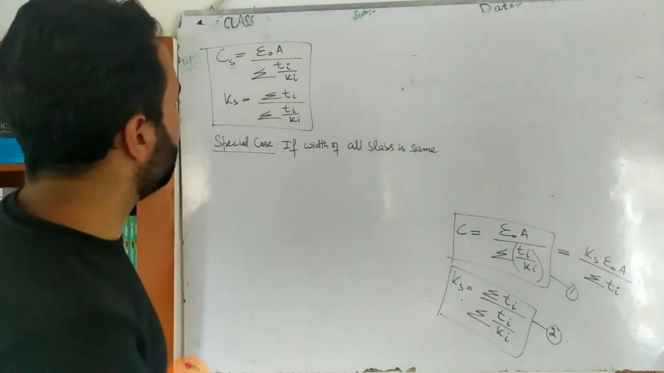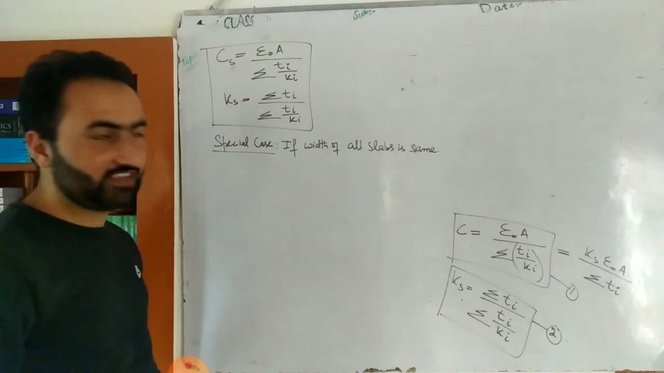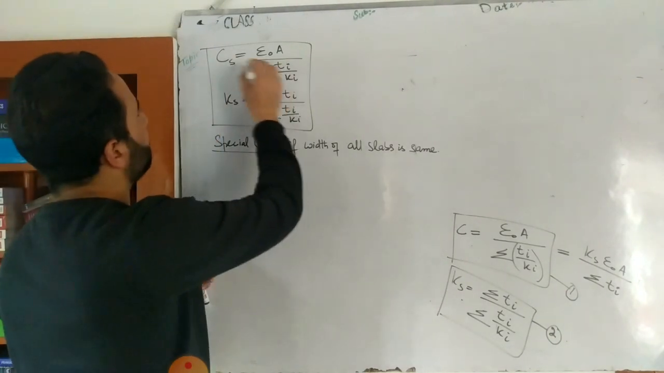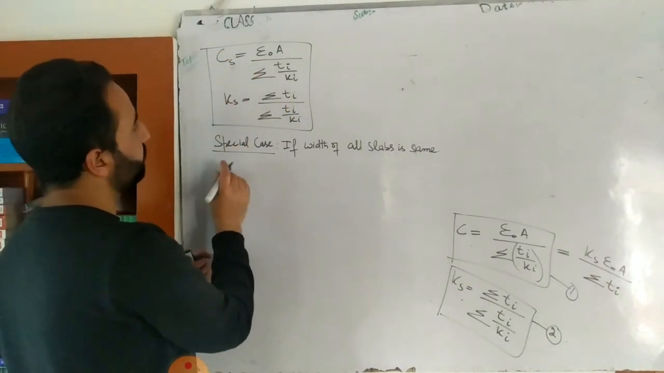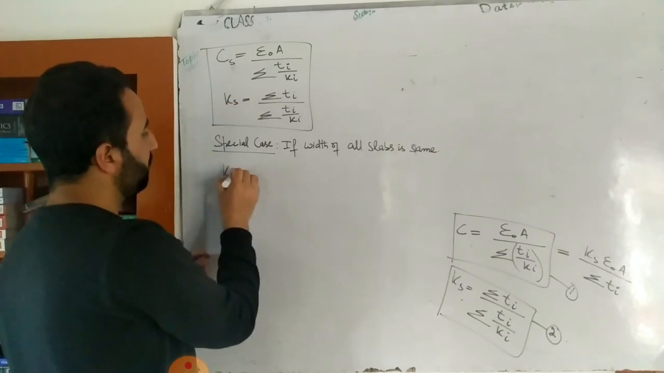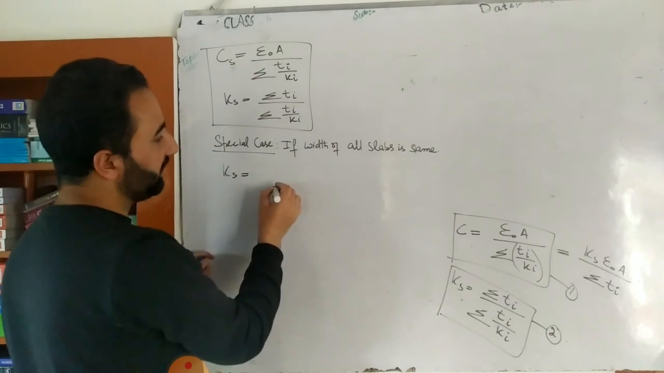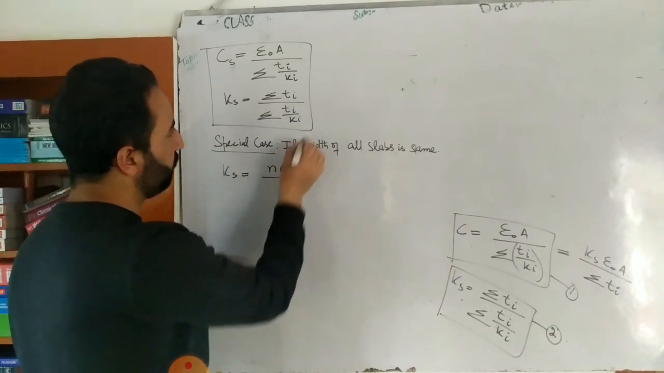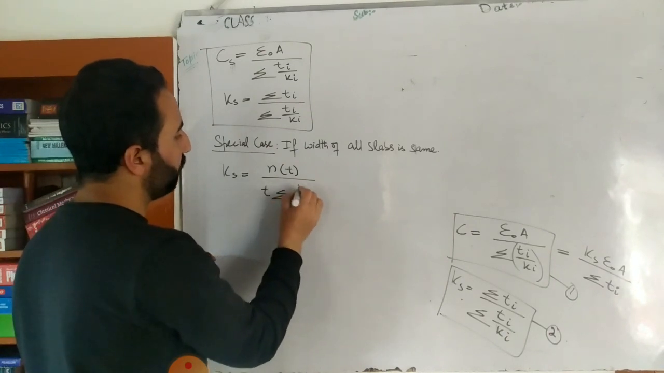Okay, a special case here: if the width of all the slabs is the same, that means T1, T2 are the same. In that case, what I will write is this. Ks will be equal to, here, the summation of Ti, which will be equal to n multiplied by T. Here the summation of the denominator will be T into summation of 1 divided by Ki.